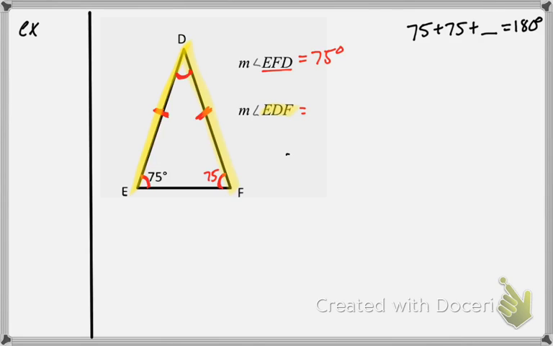Okay, so I'm going to go ahead and add 75 and 75. That gives us 150. And to get that missing angle, I'm going to take 180 and subtract that 150. So I get 0, then 3, and then 0 again. That means that 30 is going to be this angle EDF, or the angle D. I can put it in there, and it should add up to 180. Okay, so those are the angles inside of a triangle.